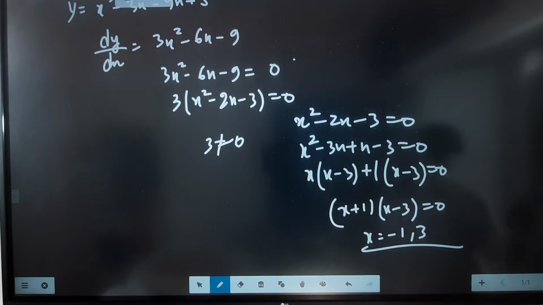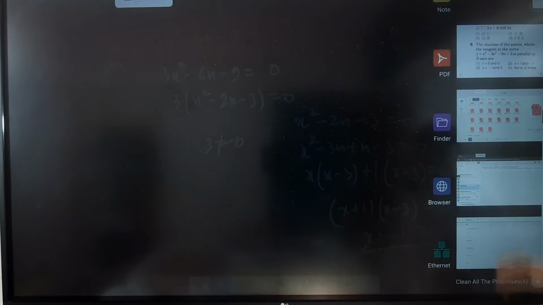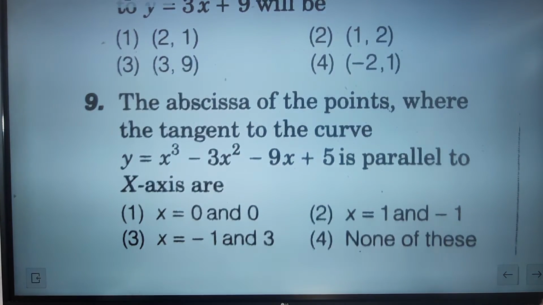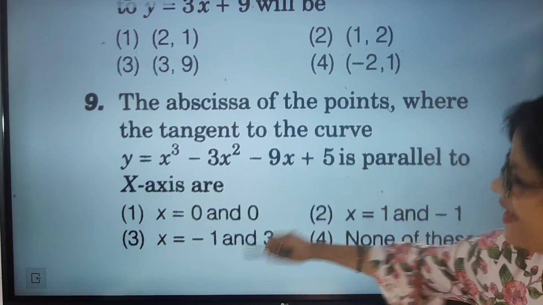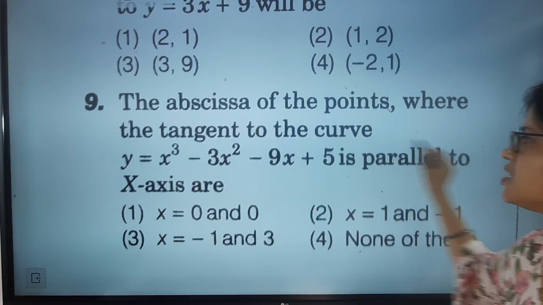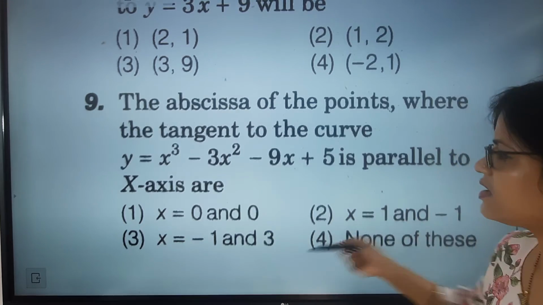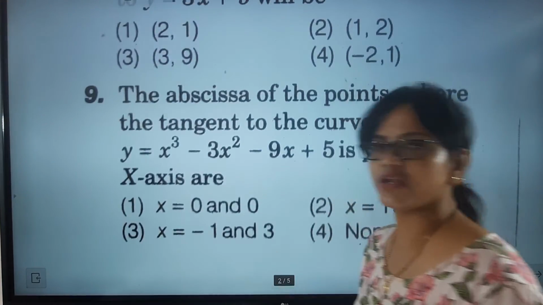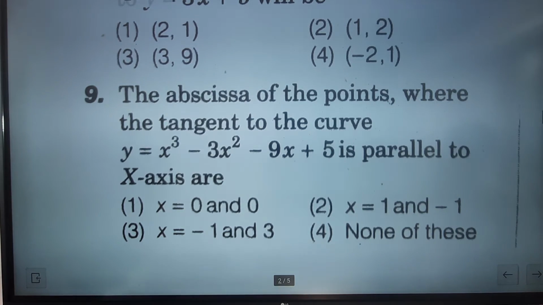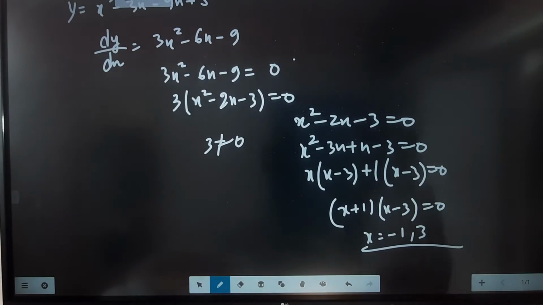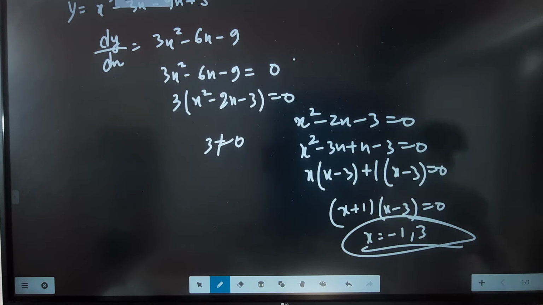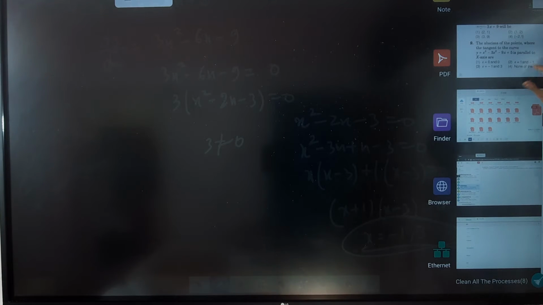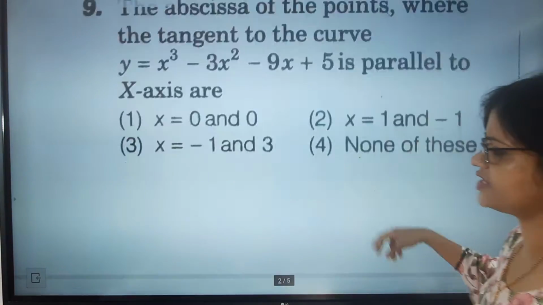So I think this is the point they were asking. They are asking one thing: the abscissa of the points where the tangent to the curve is parallel to the x-axis. That's it. So the answer we already got is minus 1 and 3. This was the only thing we had to find, and we got it, minus 1 and 3. So one question we have finished. Now shall we go for the next question, please?